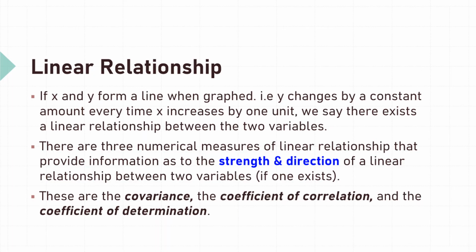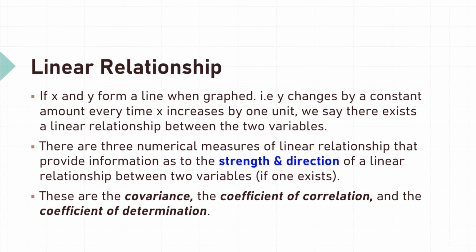Before we discuss correlation, let us discuss what a linear relationship is. Suppose x and y are two variables that form a line when graphed. That is, y changes by a constant amount every time x increases by 1 unit. We say that there exists a linear relationship between the two variables. You must remember that whenever we discuss independent and dependent variables, y is generally taken as the dependent variable and x is taken as the independent variable.